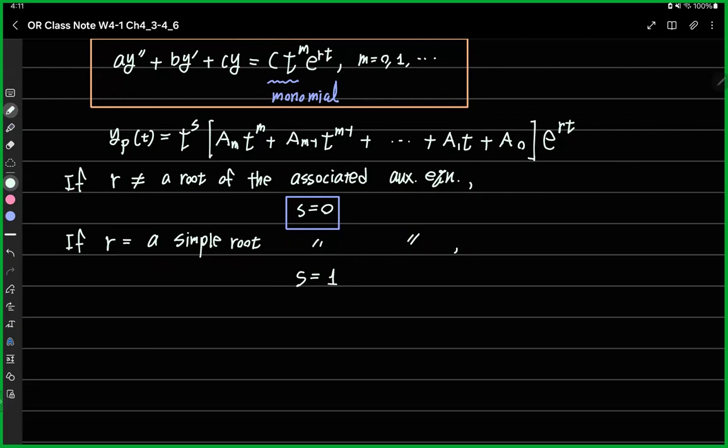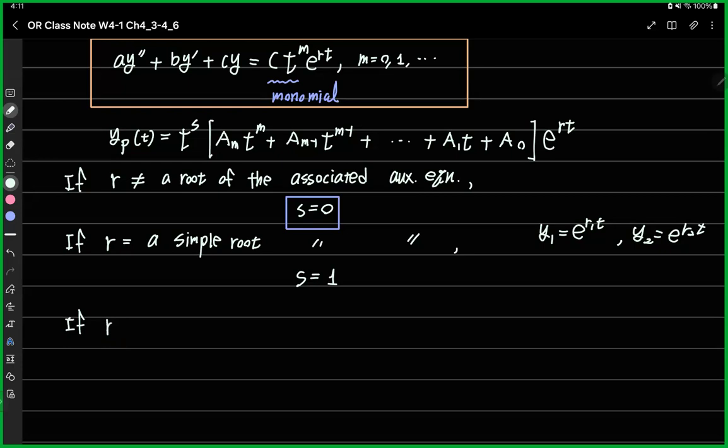That's enough. We set s equal to 1 if r is a simple root, because if r is a simple root, that means in the homogeneous differential equation we got two solutions, right? y1 and y2. y1 is e to the r1t, and y2 is e to the r2t, right? So it's enough to set s equal to 1 to get a solution which is linearly independent of these y1 and y2.